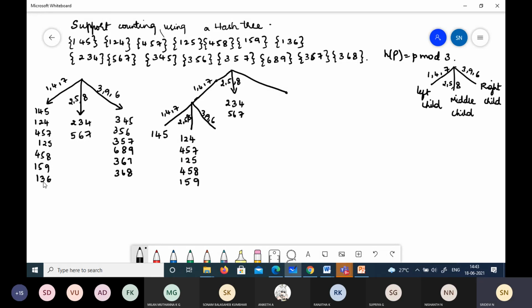Next, what is 1, 3, 6? The middle digit is 3. So we can just put it over here, right? Okay. So what does this mean? Let's apply the same thing over here. So we will have 1, 4, 7, 2, 5, 8, 3, 9, 6.